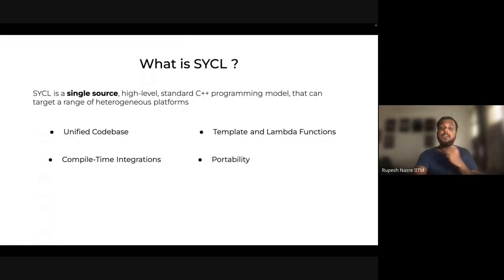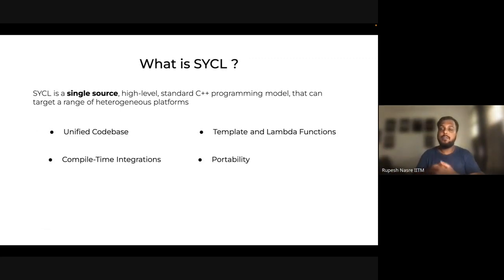Portability. The main part of all these things is portability. What do I mean by portability? Let's suppose in CUDA, if I'm writing a program, I am writing it with respect to a particular GPU, right?